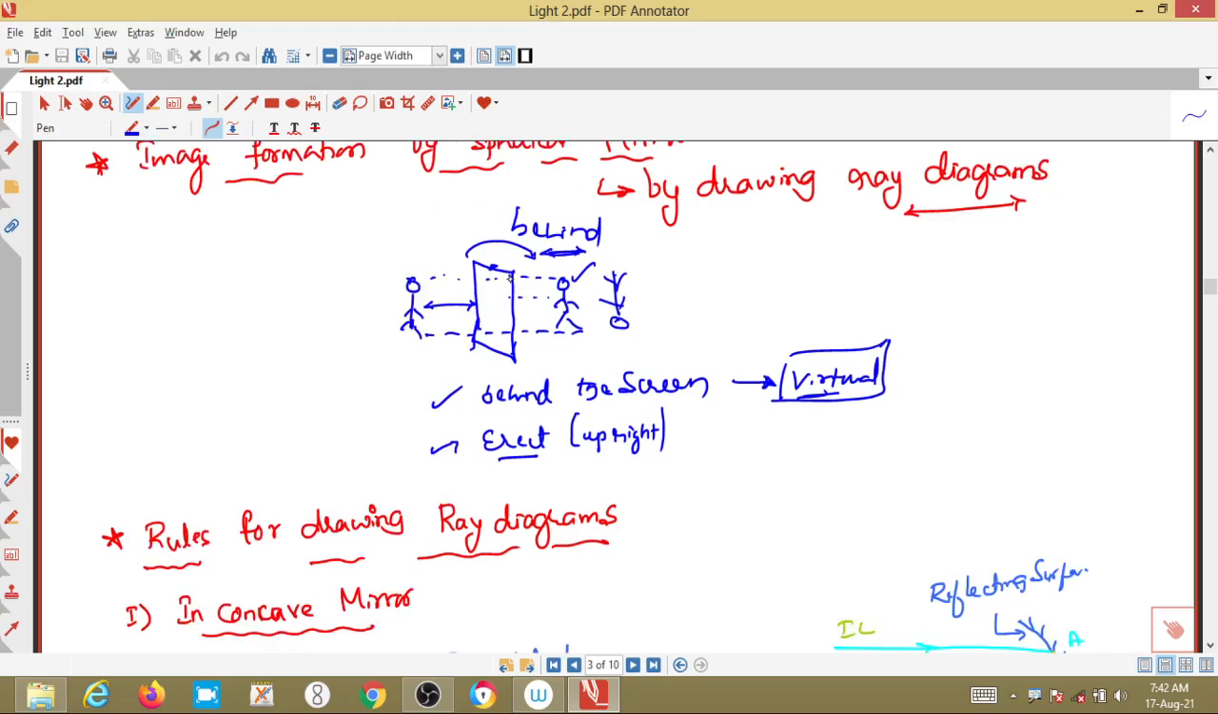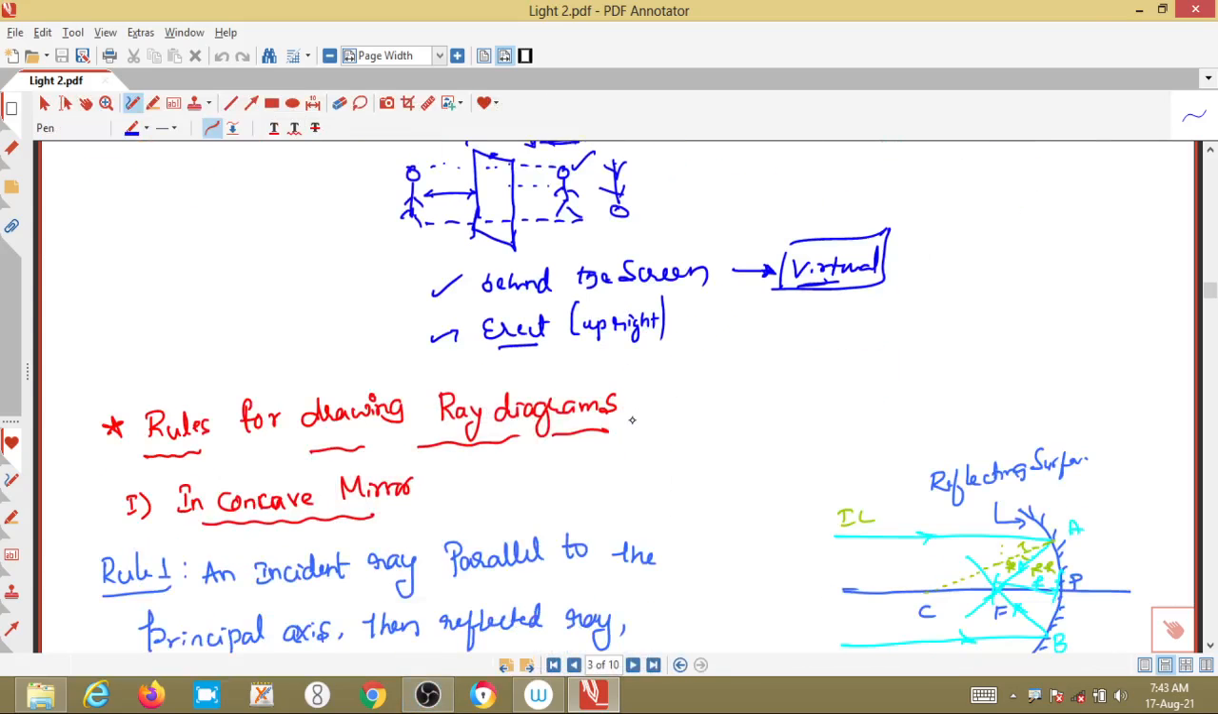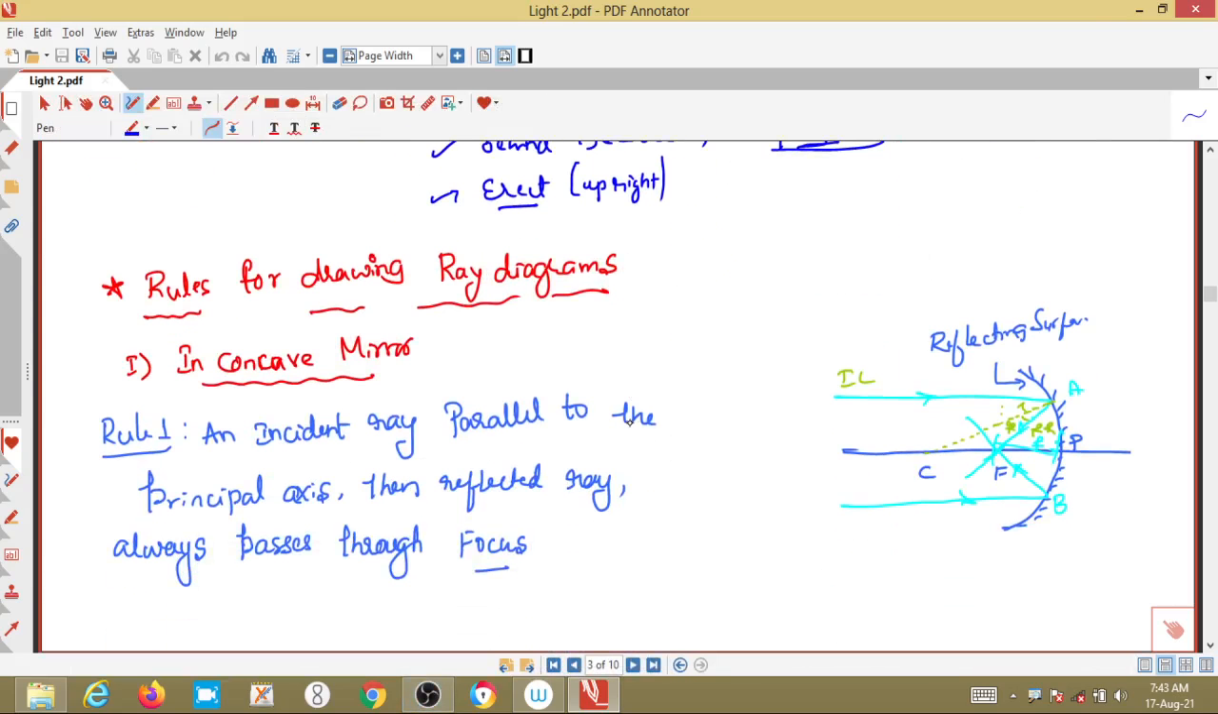So, the image will be formed in the case of a plane mirror. Imagine this is the plane mirror. The image is formed behind the mirror, and it is upright. When the image is formed behind the mirror, we call it virtual. These things I explained. And it is erect, in the sense that it is upright. As the object is placed, in the same way the image will be formed behind the mirror. Then we saw there are certain rules for drawing ray diagrams.